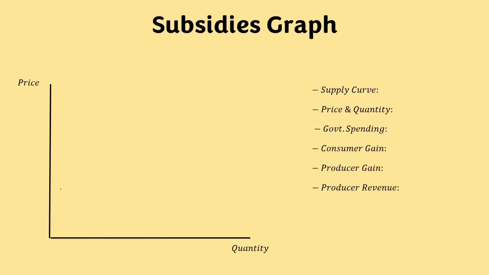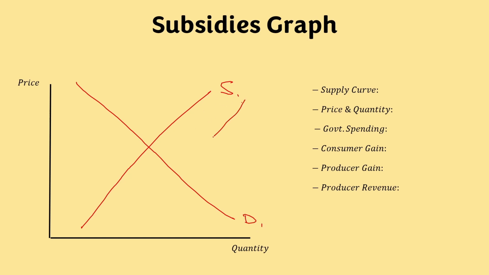Now let's look at subsidies on a graph. So as always, this is microeconomics. So we have price on the y-axis, quantity on the x-axis. And then of course, we draw a supply curve, S1, and a demand curve, D1. A subsidy has the effect of shifting the supply downwards, or to the right, you could say. And we're going to label this S1 plus subsidy.